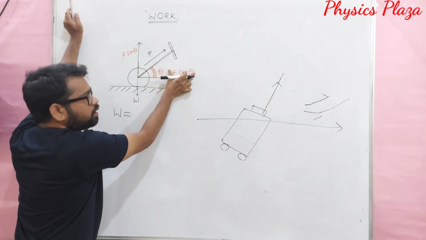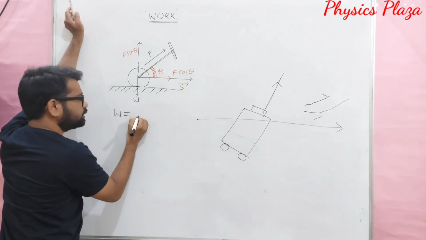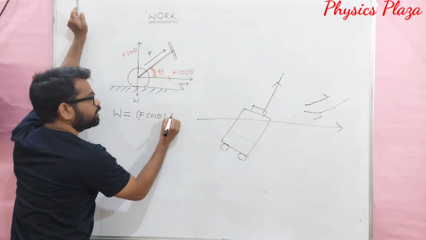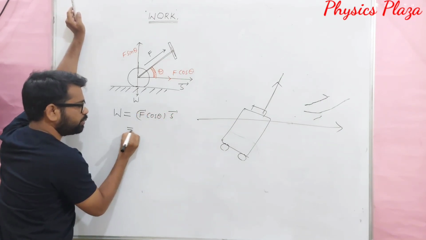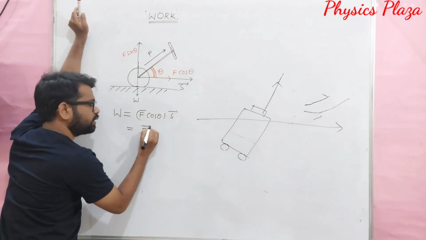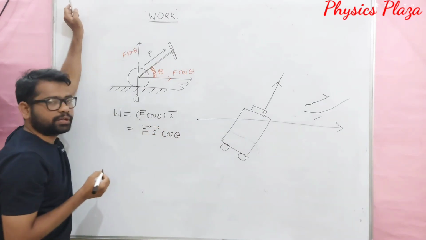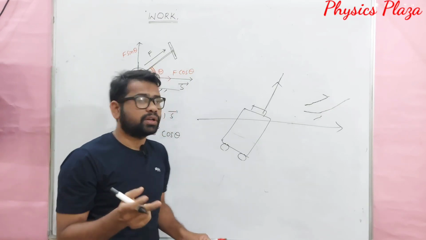Force means we have taken the component of the force which is in the direction of displacement, that is F cos theta, and it is displacement. Yes, only displacement, children. So this will be F cos theta into displacement. This we can write as F S cos theta.